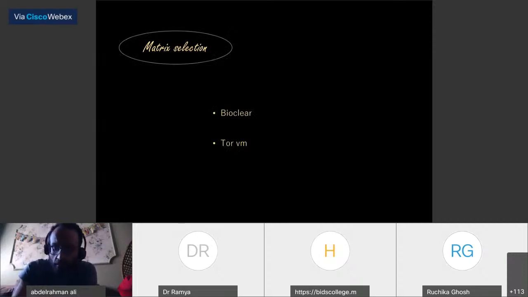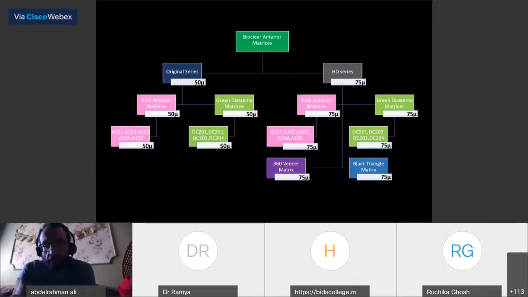Today I'm going to discuss the Biclear. I got this slide from Disha. This is a very good slide. It's a big family, and it's like any company. They do matrices. They realize that this is no good matrix. We have to do a better one. They do different thicknesses. They give us a lot of solutions. Some people like me use all the family. Some people cannot afford to do that.